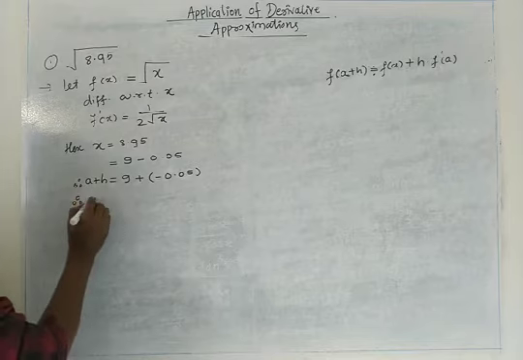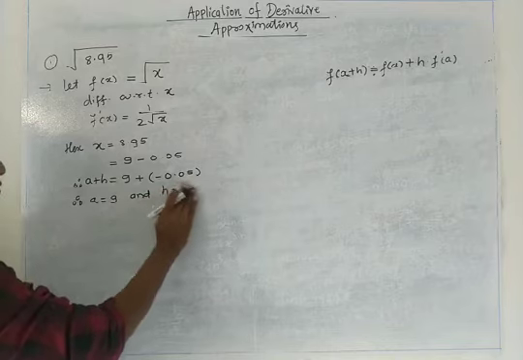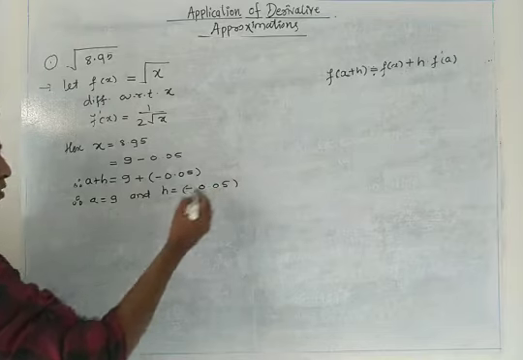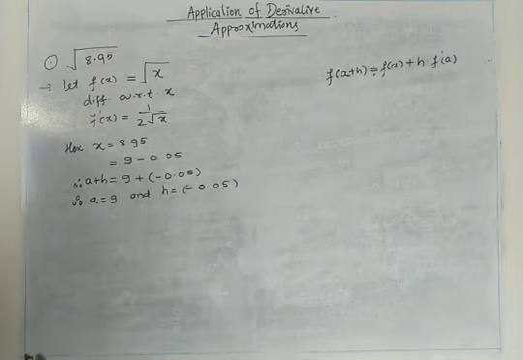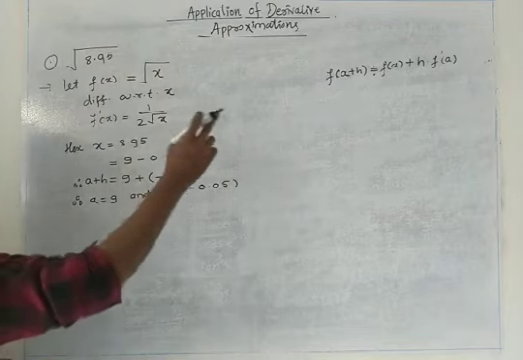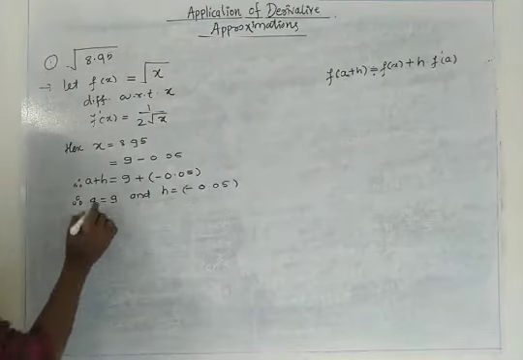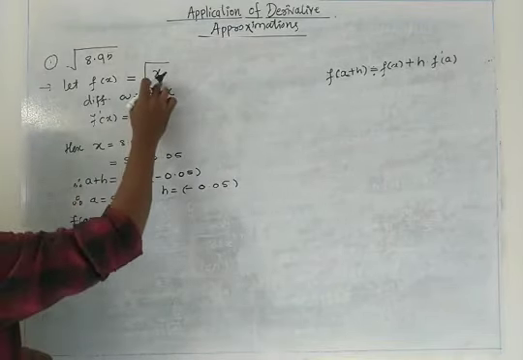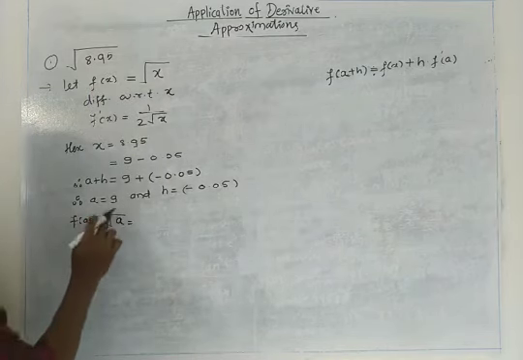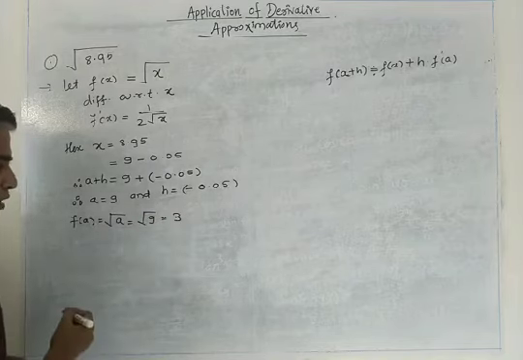Therefore a is equal to 9 and h is equal to minus 0.05. Have you got it? Now start finding values with respect to the formula. We have to find f of a. f of x is root x, so replacing x with a, we get root a. The value of a is 9, so it is root 9, and root 9 is equal to 3.